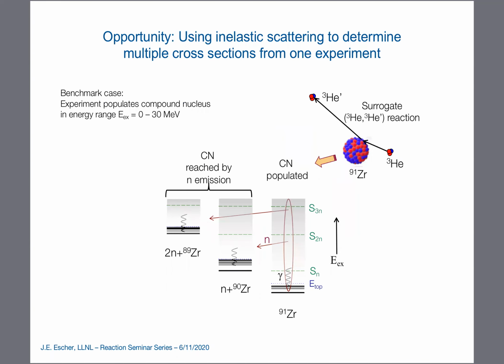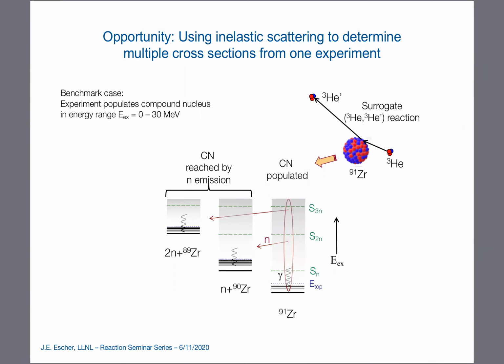N-to-N is an interesting case because in an N-to-N reaction, you have to go up to very high energies, in this case up to 30 MeV, to make the compound nucleus, because you want to be able to evaporate 2 neutrons. So this whole reaction involves multiple compound nuclei. We have started looking at that.